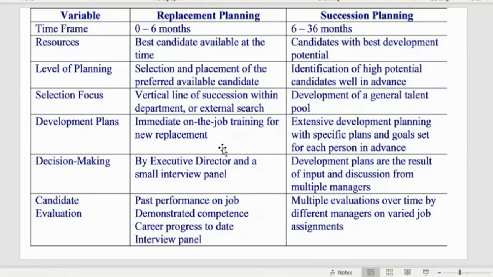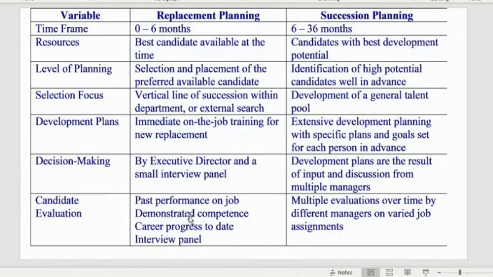Now, for replacement planning, you're looking at a time frame of 0 to 6 months, the best candidate available at the time, selection and placement of the preferred available candidate. You're looking at a vertical line of succession within the department or an external search, with immediate on-the-job training for the new replacement. The decision making is by the executive director or a small interview panel. And this could change in different organizations.